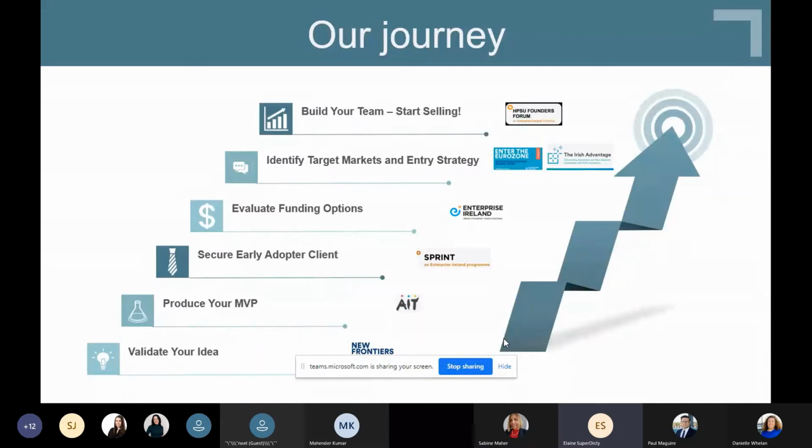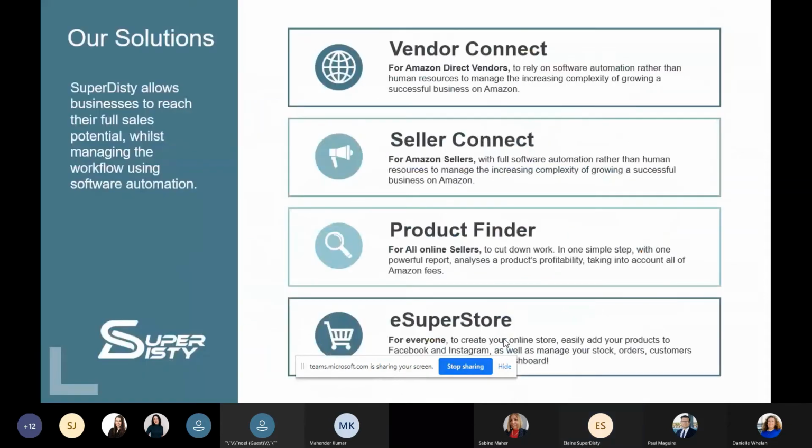It depends really on whether it's a product or a service that you're offering, or the different funding mechanisms that you might like to go after. So just a little bit about our solutions.